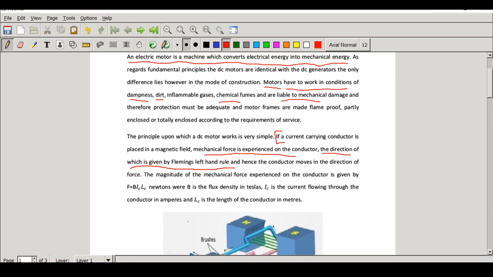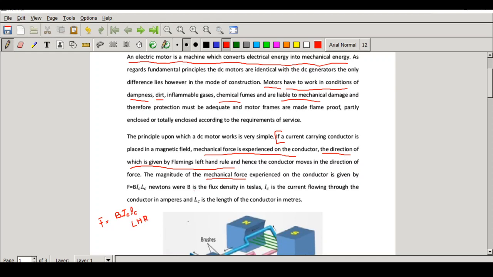When a current carrying conductor is placed in a magnetic field, it will generate a mechanical motion. And what about the force that is experienced by this conductor? There is an equation for finding the force. That force is given by F is equal to magnetic flux density B into the current flowing through the conductor, that is IC, into length of the conductor LC. So this will give the magnitude of the force experienced by the conductor. What about the direction of the force? For that we will use Fleming's left hand rule. Using Fleming's left hand rule, we can find the direction of the force.